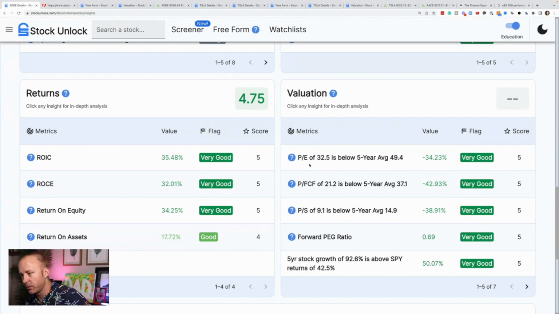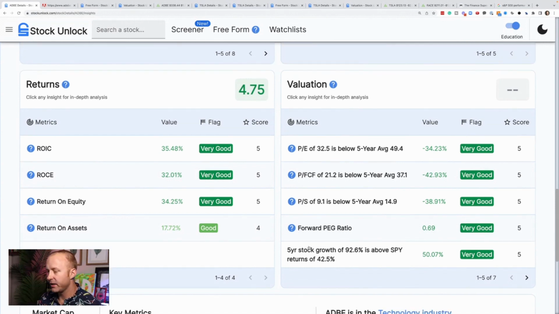Okay, but we're going to talk about what that looks like moving forward. Price to free cash flow is at 21, which is again below its 5-year average of 37. And so we like to see that. The forward price to earnings growth ratio is 0.69, which is exactly what we want to see. We want to see this at 1 or below, because that shows that the price to earnings ratio is lower than its expected earnings growth rate. And it has outperformed the S&P 500 over the last 5 years, which is great.